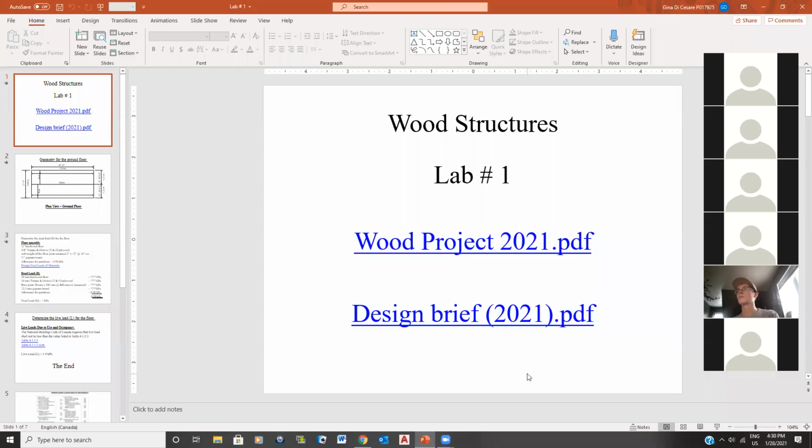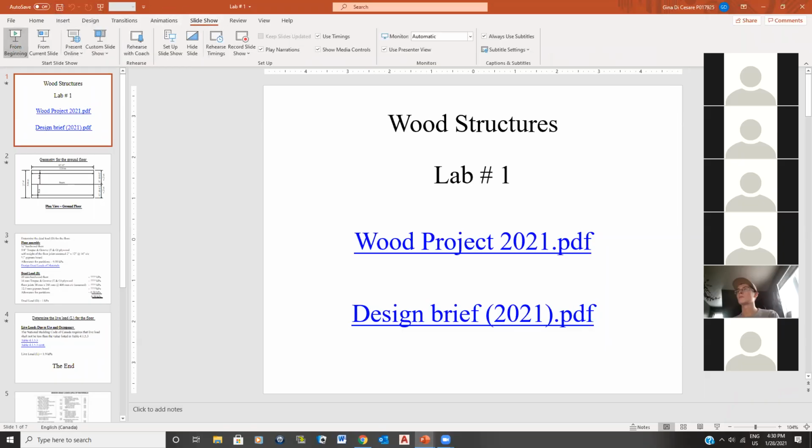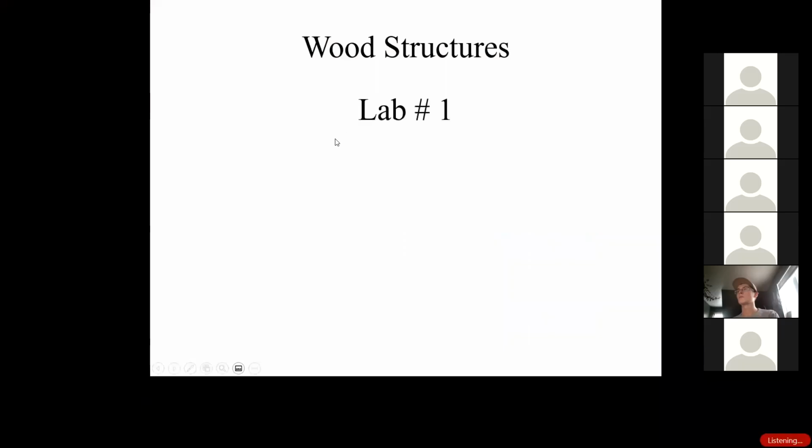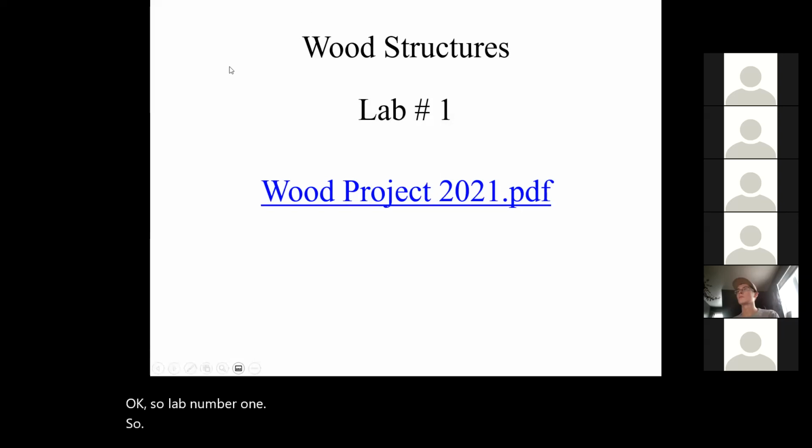Okay, so in theory, we should keep going. Now we'll talk about the lab. Slideshow from beginning. Okay, so lab number 1.